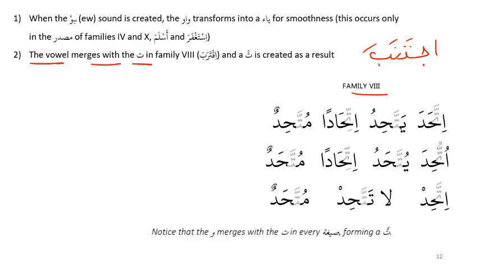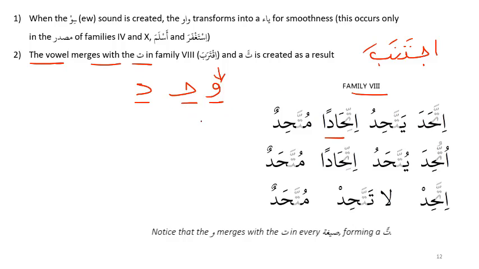This is ittahada, yattahidu. The root letters here are waw, ha, dal. So wahad, like oneness, comes from here. Waw, ha, da, wahid means one. So ittihadan means unity, and unity comes from wahad, or one. So the first root letter is waw, so this is mithal wawi. But with family 8, what happens? The waw gets removed and merged with the ta.